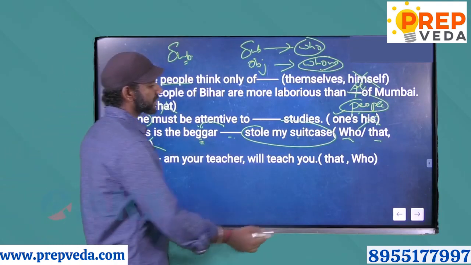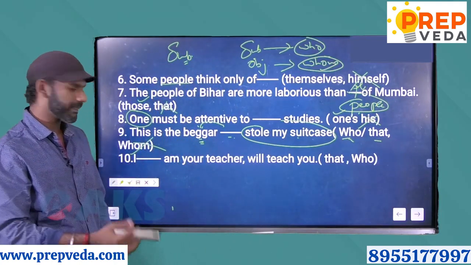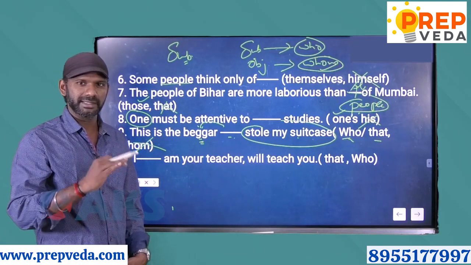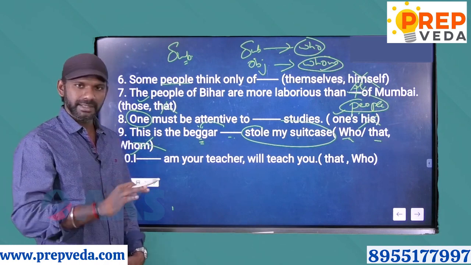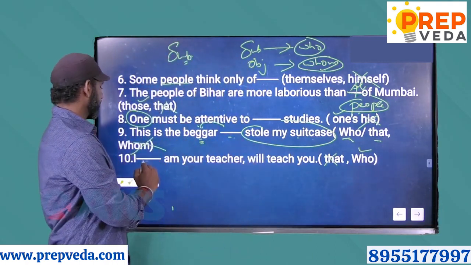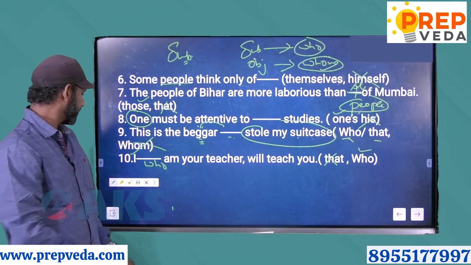Here the options are that and who. That is differentiated from who here. We are not talking about something that is very specific here, like the only, the same, or a superlative degree adjective. So in this case, we can eliminate that and we can go for the answer, who. I, who am your teacher, will teach you.